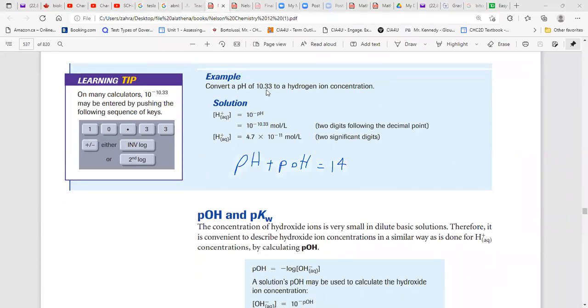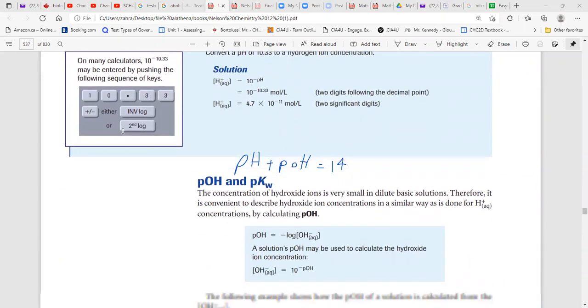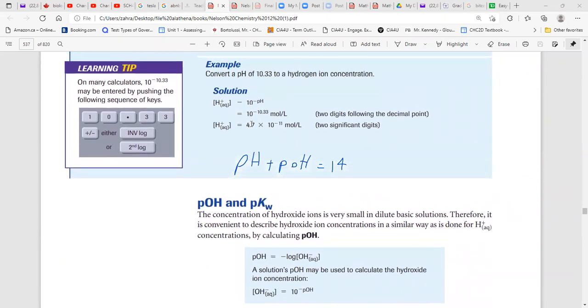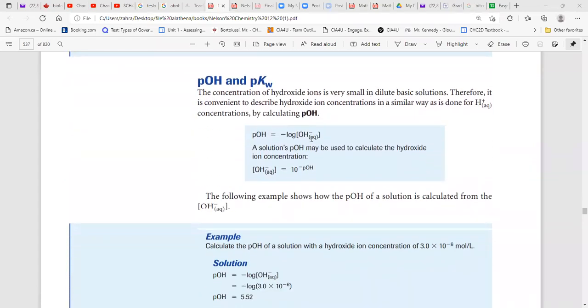Convert pH 10.33 to hydronium ion. The concentration of the hydrogen is 10 power negative pH. So that's the formula there. It's just 10 power negative 10.33, and that would be the concentration of the H. So pOH is negative log of OH the same way, and OH is 10 power negative pOH.